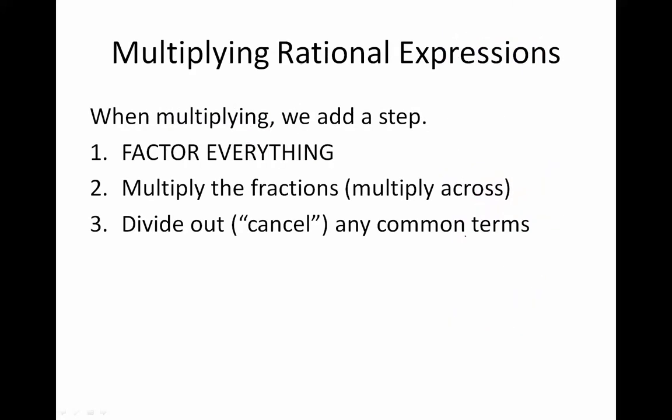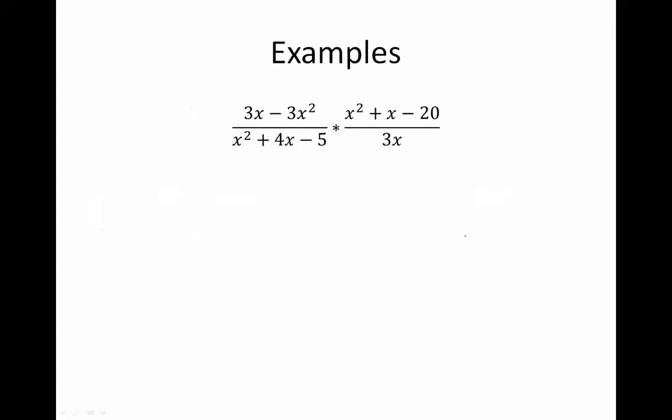So when we multiply rational expressions together, we're really doing the same thing, but we're going to add a step. Okay? So number one, factor everything, right? You're going to see a common theme here. Factor everything all the time. Okay? And then we're going to multiply the fractions, right? Remember, multiplying fractions means multiply across. And then for the third part, again, we're going to divide out or cancel any of the common terms. Okay, so let's go ahead and look at an example.